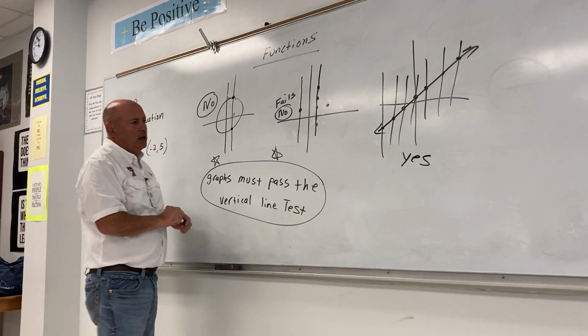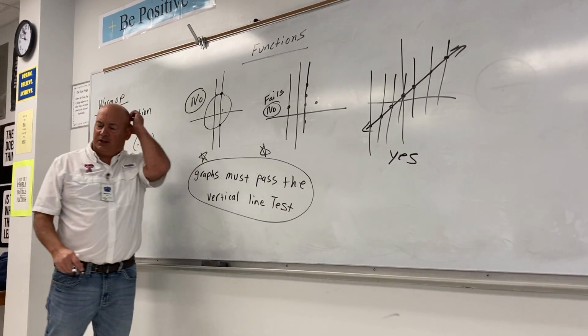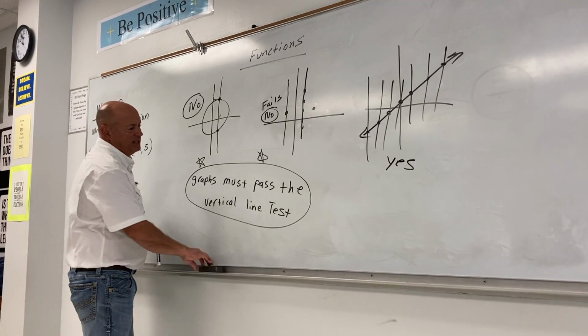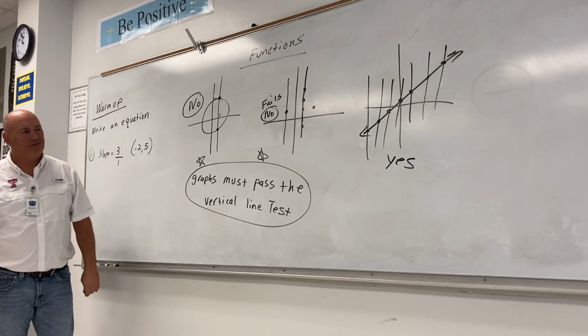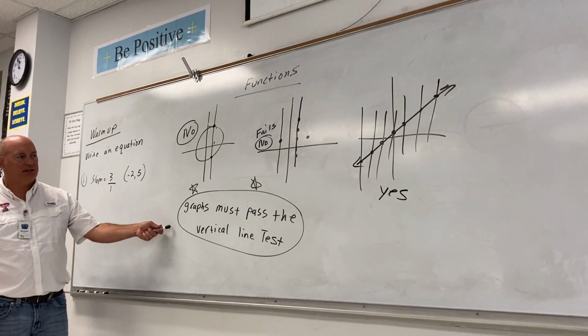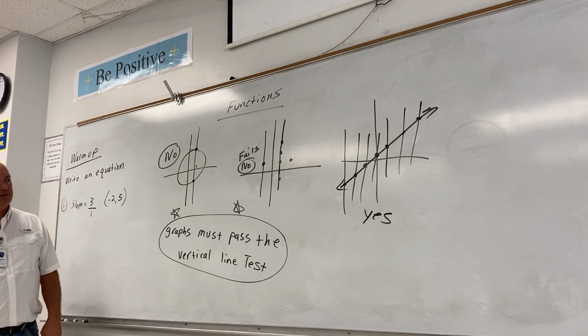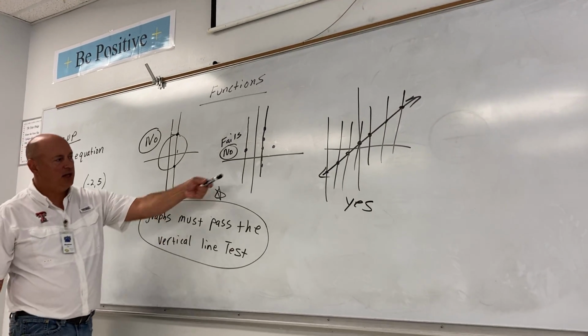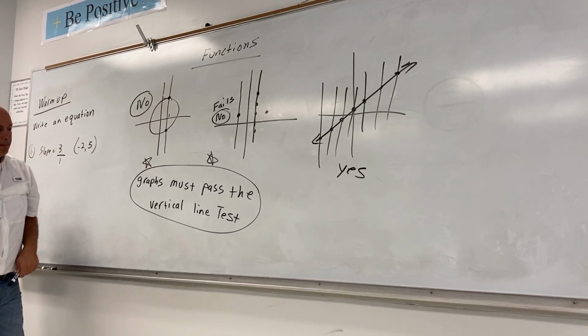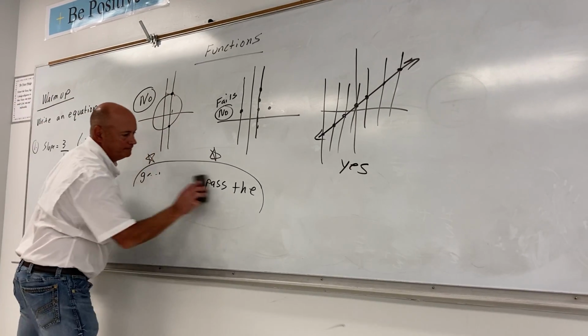All right. One other thing we're going to look at today is called mappings. You may or may not have ever seen a mapping, so I'll give you about 5 more seconds to make sure you get all that. The vertical line test immediately tells you about a graph. If it hits the vertical line more than once, it is not going to be a function. All right?